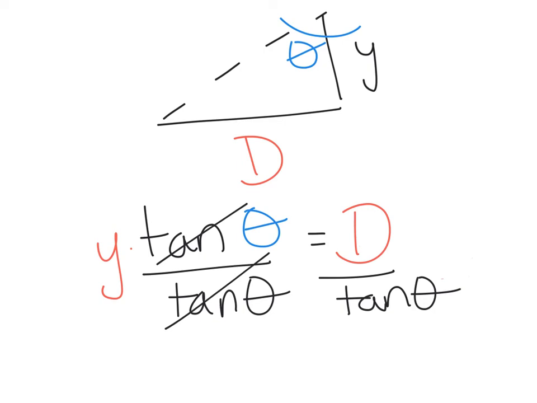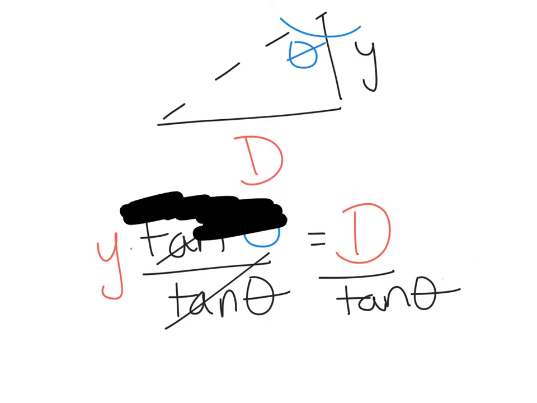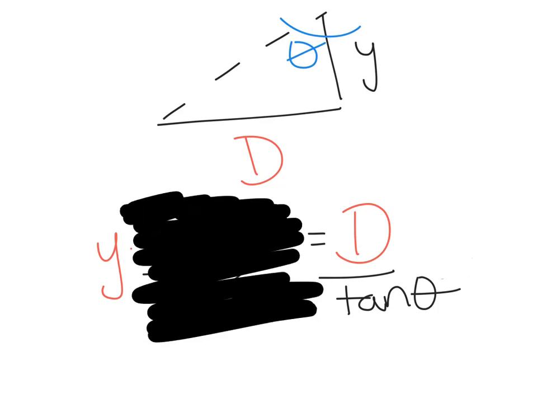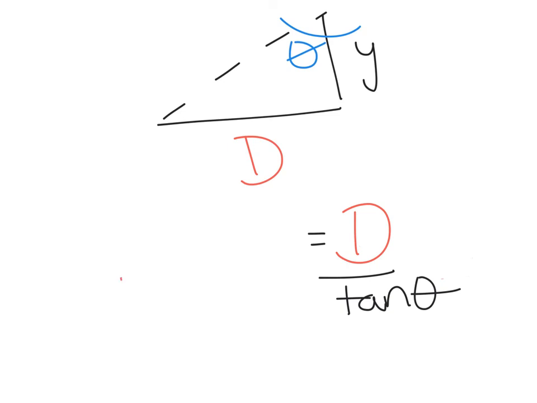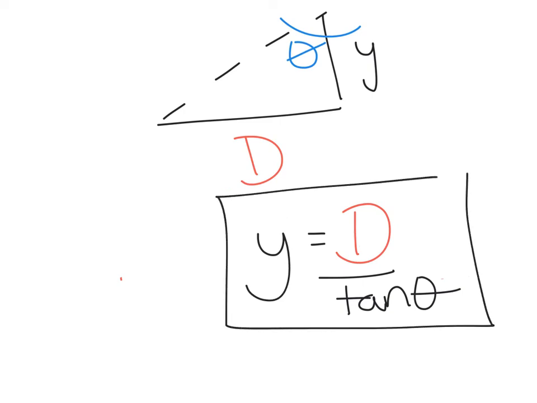In order to get rid of that, I will erase it so that it clears things up a little bit for us. And I should have an expression that looks a little more like this. My y value is equal to d divided by tangent theta, where d is our distance from the building, theta is our angle measured, and y would be our height of the building.